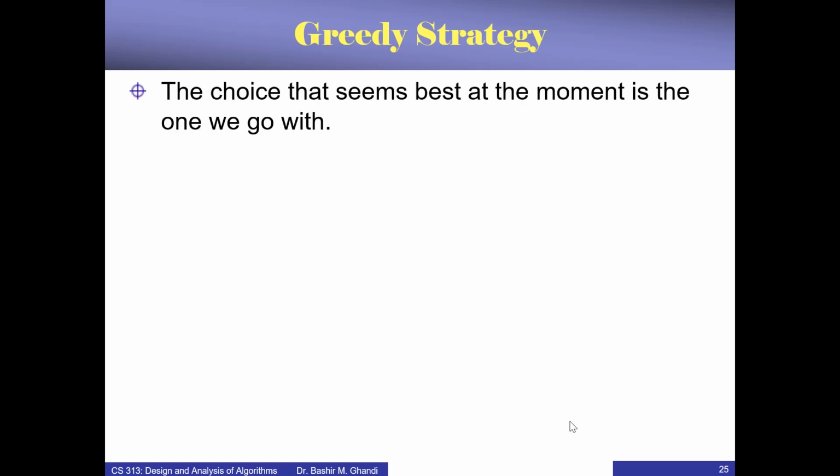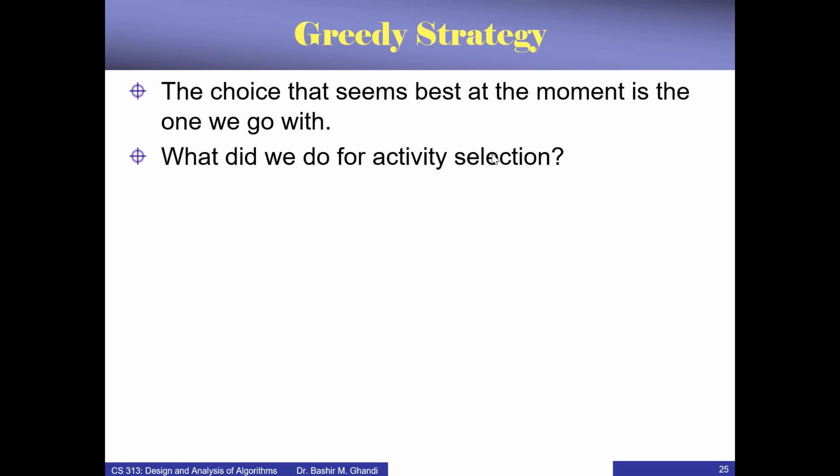Now, I want to explain again the greedy strategy. The choice that seems best at the moment is the one to go for. This is the whole idea of greedy strategy. Instead of solving all possible options and choosing the best one, as we do in dynamic programming, no. Intuitively choose the option that looks the best at the current time in the hope that it will eventually give you the optimal solution. Okay.